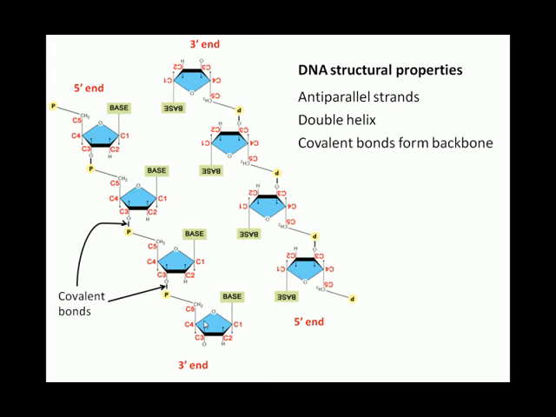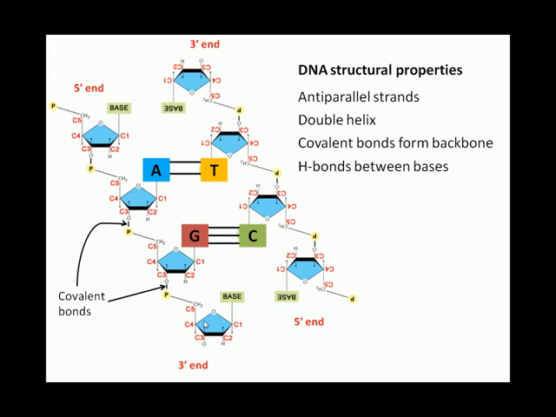Covalent bonds connect the phosphate groups to the sugars, and this forms the backbone of the molecule. Hydrogen bonds connect the bases of the 2 strands. AT bonds are weaker and have only 2 hydrogen bonds. GC bonds are stronger and are held together by 3 hydrogen bonds.